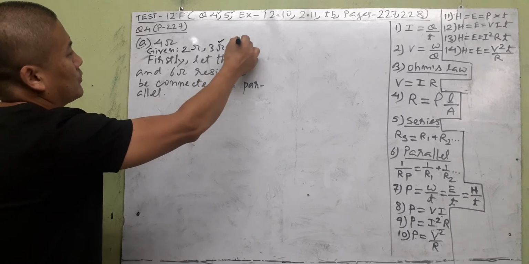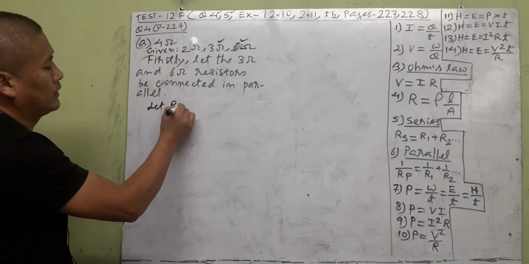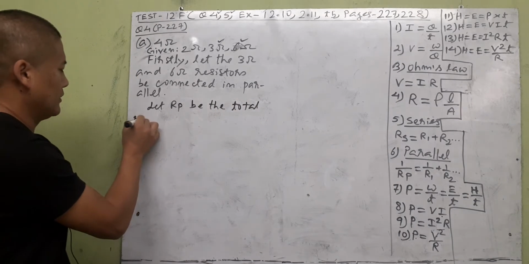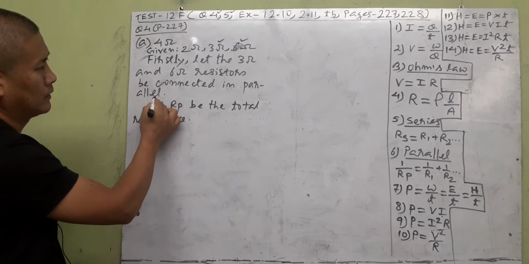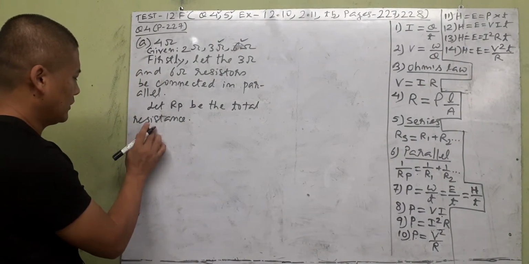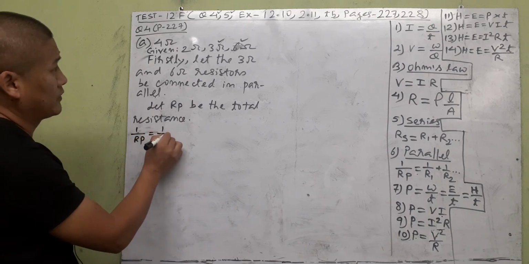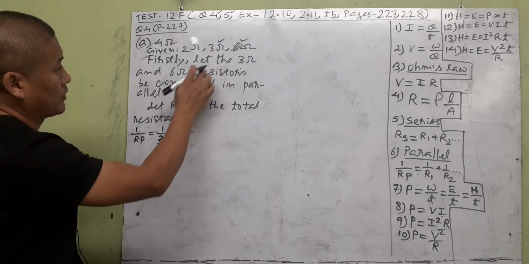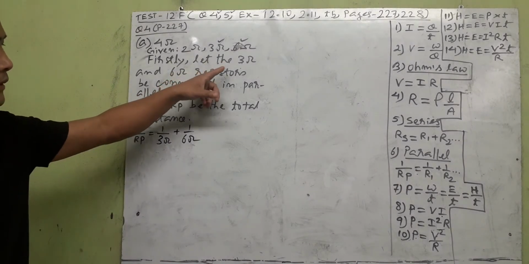So we have chosen these 2 connected in parallel. So let RP be their total resistance. Then since we have connected these 2 in parallel, we have to use the parallel formula here. So 1 by RP will be reciprocal of the first one, 1 by 3, plus reciprocal of the second one. So we have to calculate and find the total when these 2 are in parallel.